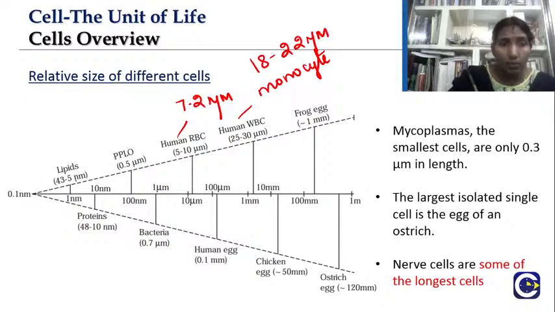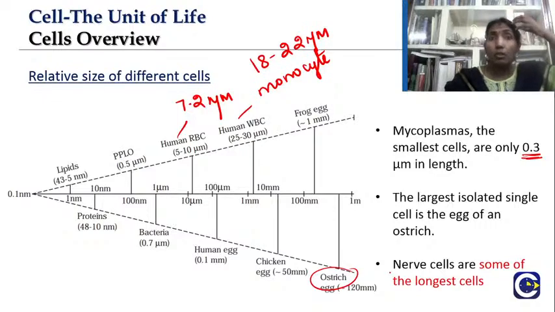And see, we have those lipid molecules, the yellow, that is the mycoplasmas we are talking about. They are supposed to be the smallest cell. They are only 0.3 micrometer in length. And the largest isolated single cell, as you see, is the ostrich egg. So the nerve cells are the longest, as we saw. Yes. So that is somewhere you imagine, no? Something is coming on, but still the impulse is going on. So you can imagine such long nerves are there, branching like arborizations of a tree, branching like tree branches. They are the longest cells. So mycoplasma, smallest cell.